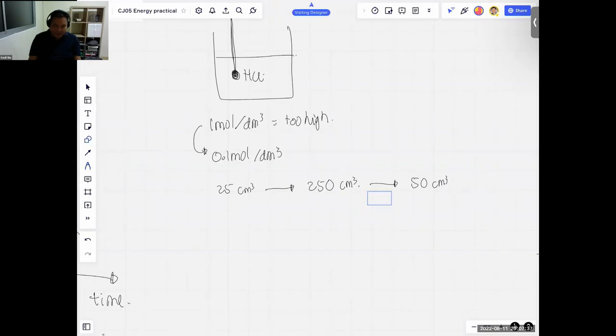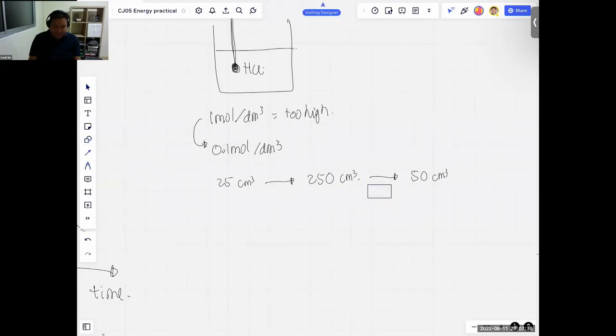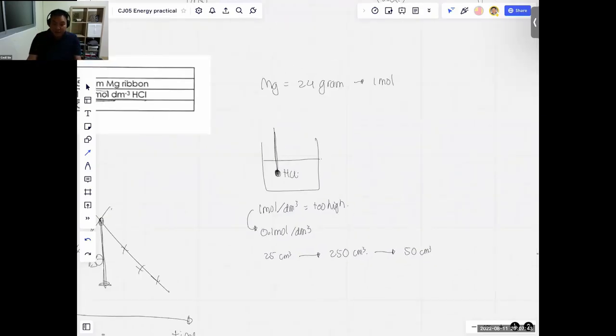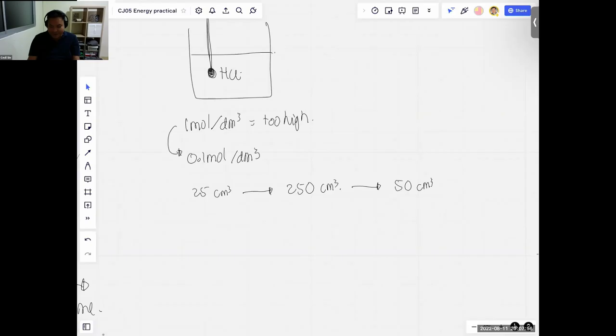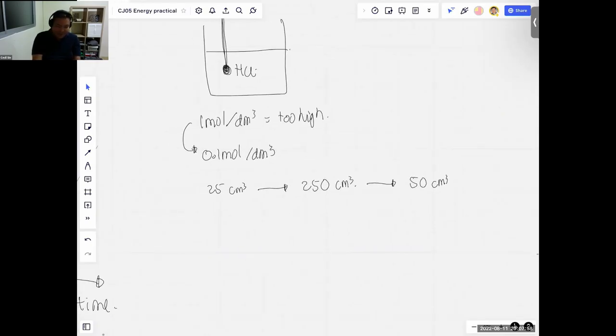Wait, then this Mg ribbon, I measured 24 gram. No, it's not 24 gram. And somehow you won't get 24 gram. It's very little. But we don't know. You can measure. Later we calculate here.